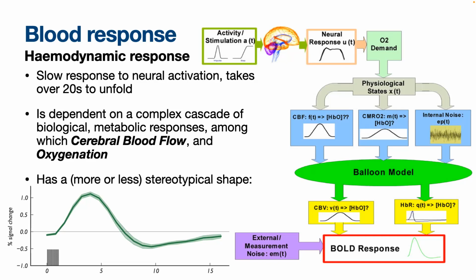And rest assured, this is caveat number 2 because this stereotypical shape that we assume holds across subjects, across brain regions, makes no sense whatsoever. The shape of this response varies across individuals, across age, across brain regions, across whatever. And so one sloppy thing that we generally do in fMRI is we assume that it's all the same, and then we see how far we get.